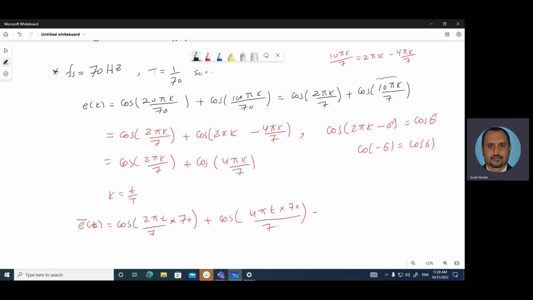Now, this will equal to what? The first one here is what? Cosine 20 pi t. This is the signal which is slower than the sampling rate. I can reconstruct it without losing information. But the second signal, which was running at frequency 50 hertz, now I'm listening to this. Yeah. So the second one here plus cosine 40 pi t. Yeah. So this one reconstructed.